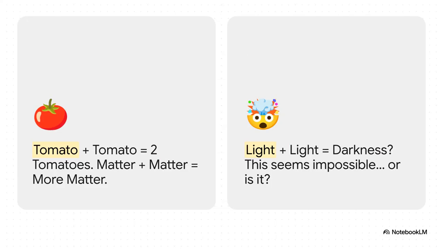And this really gets at the heart of why this feels so wrong. In our day-to-day lives, things just add up, right? If you throw a tomato at a wall, splot, one tomato. You throw another one, splot, two tomatoes. It's simple. Matter plus more matter equals, well, more matter. But with light, that rulebook goes out the window. This whole contradiction, this is the key to understanding everything we're going to talk about today.